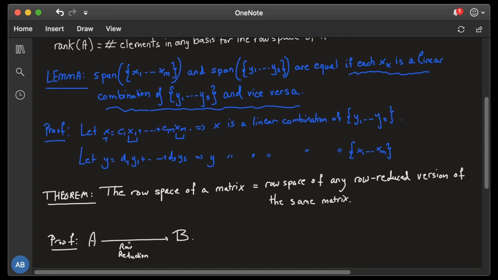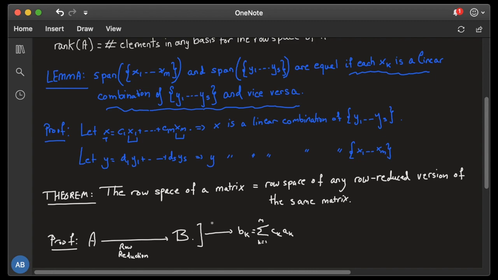Then each row of B is a linear combination of the rows of A. Can you see this? If you take a look at any of those row reduced matrices, if you take a look at, let's say, a row of B, call it Bk, it is nothing other than a linear combination of the rows of A denoted by Ak.